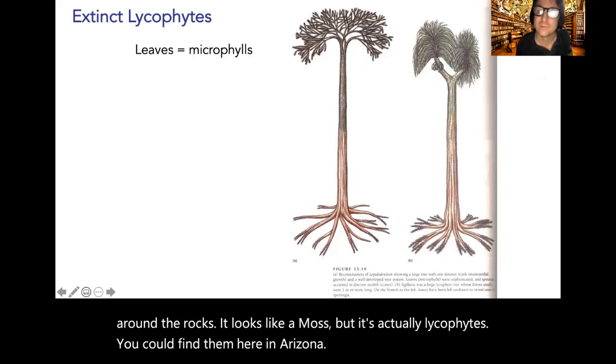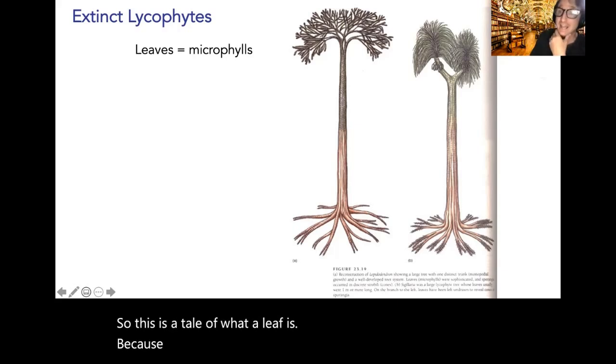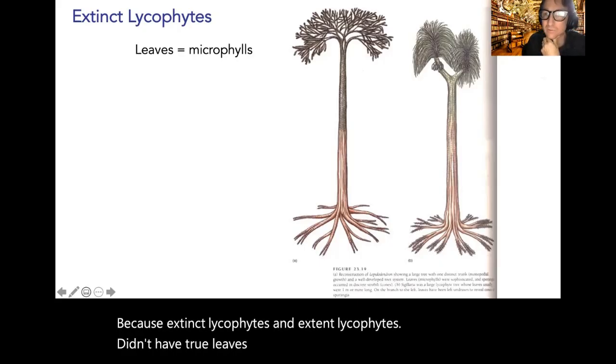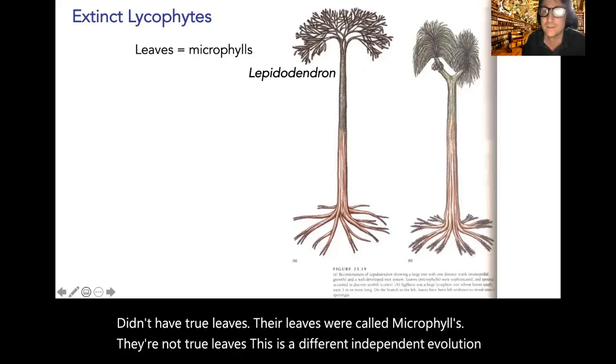So this is a tale of what a leaf is. Because extinct lycophytes and extant lycophytes didn't have true leaves. Their leaves were called microphylls. They're not true leaves. This is a different independent evolution of a leaf-like structure.